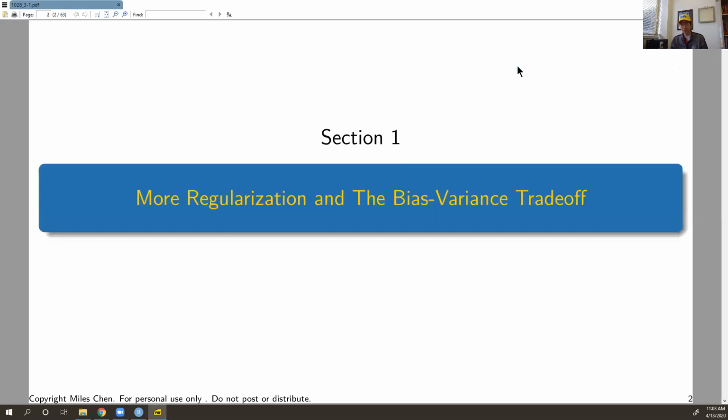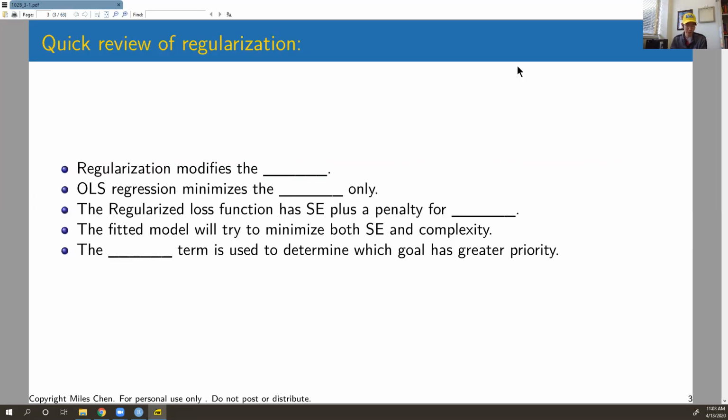Okay, so today I'm going to talk a little bit more about regularization, and we will also talk about the bias variance trade-off. That's going to be our topic for the day.